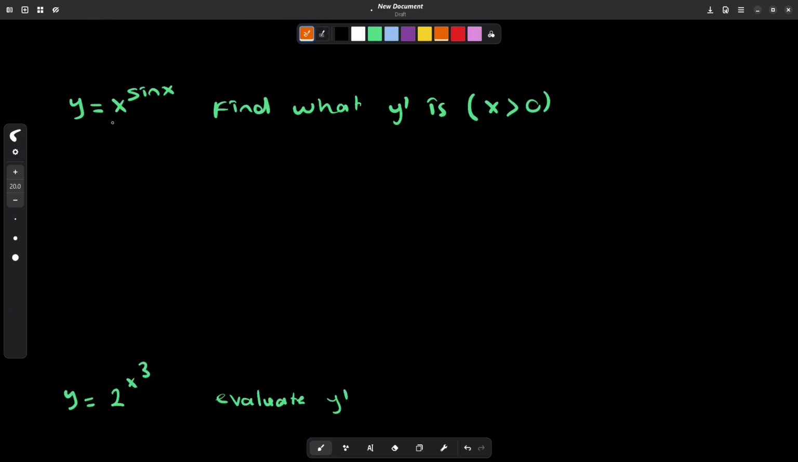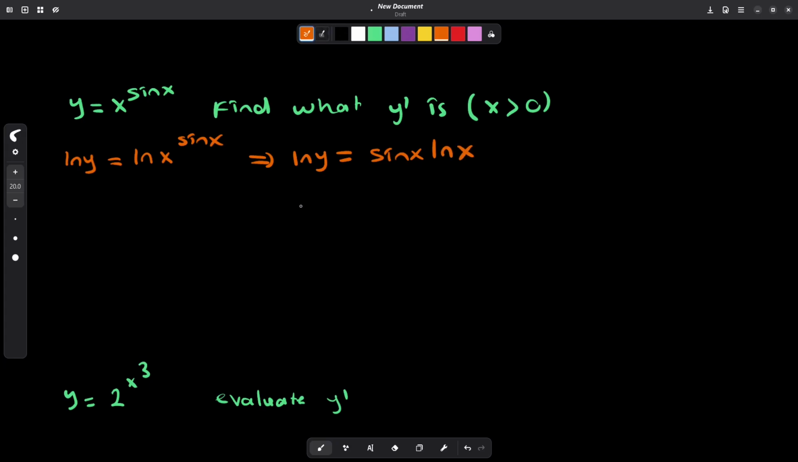Y is equal to x to the sine x, and find what y derivative is. There's a function, and it's to the power of another function. Therefore, we need to use the help of ln. ln y is equal to ln of x to the power of sine x. From here, ln y is equal to sine x multiplied with ln x.